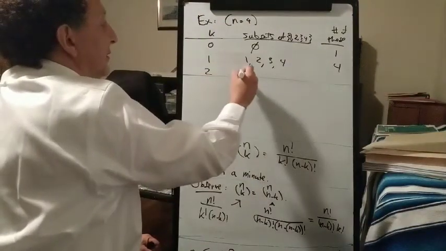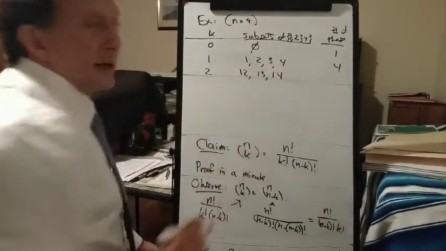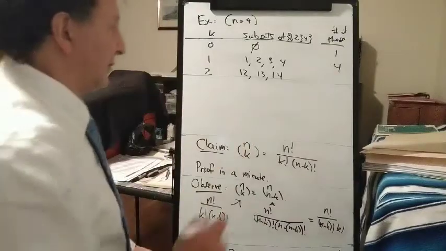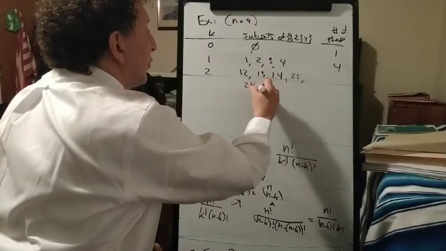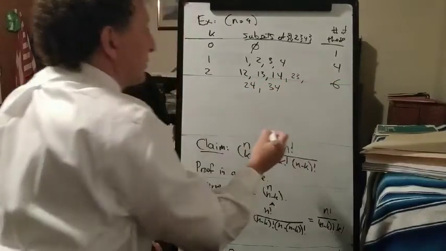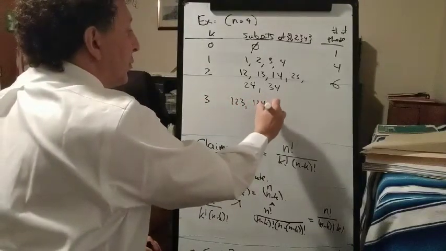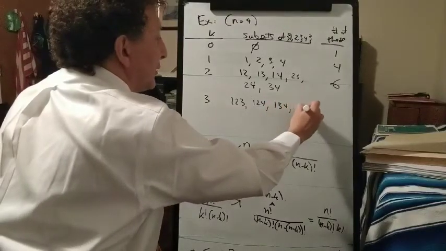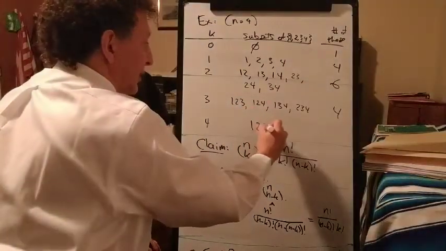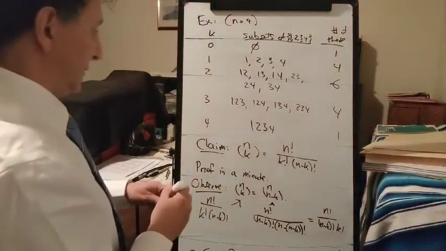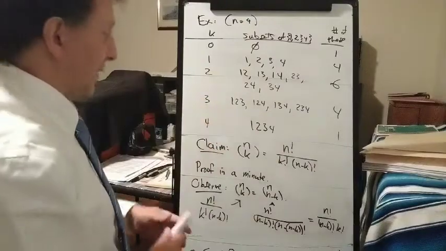The 2 element subsets are 1 2, 1 3, 1 4. Again, I'm leaving out curly braces and commas just to keep this nice and neat. 2 3, 2 4, and 3 4. So there's 6 of those. The 3 element subsets are 1 2 3, 1 2 4, 1 3 4, and 2 3 4. There's 4 of those. And then there's only one 4 element subset. We take all of the elements, 1, 2, 3, 4. So there's one of those. All right, now let's plug in these numbers and see if n choose k actually is the right number in all these cases.